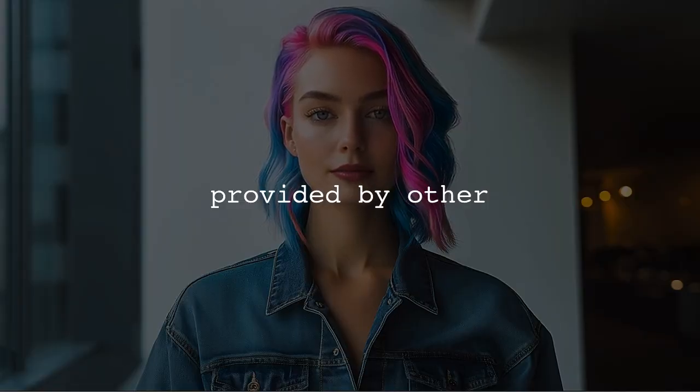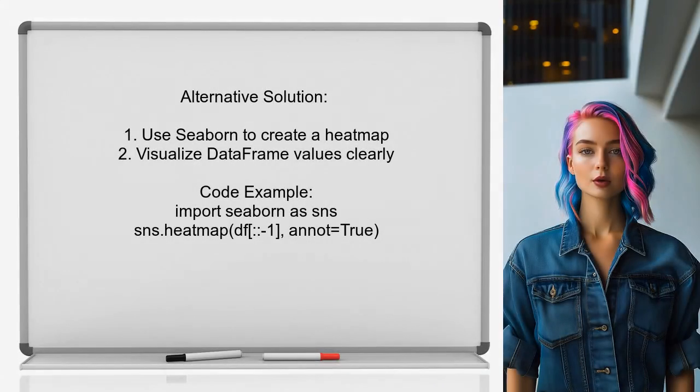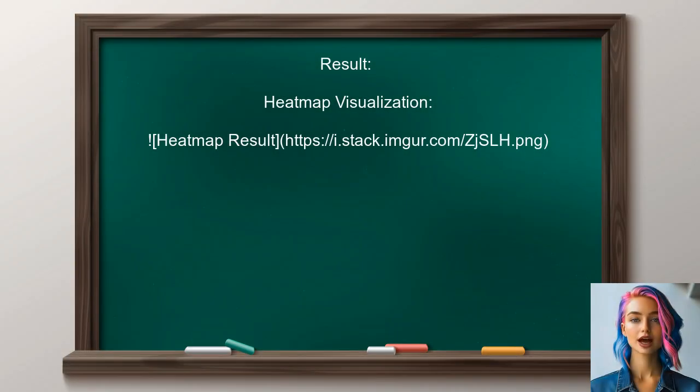Now, let's look at the answers provided by other users. An alternative approach, suggested by another user, involves using the seaborn library to create a heat map instead of a scatter plot. This method visualizes the data frame values in a similar way, providing a clear representation of the data. The resulting heat map displays the data frame values with annotations, making it easier to interpret the data visually.